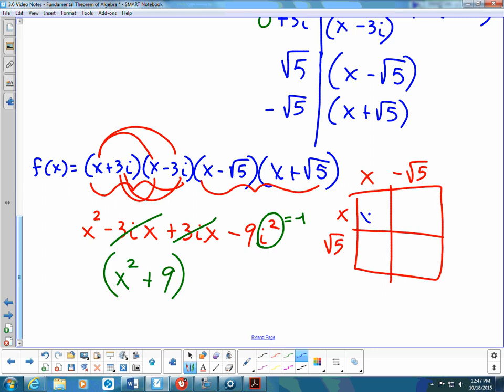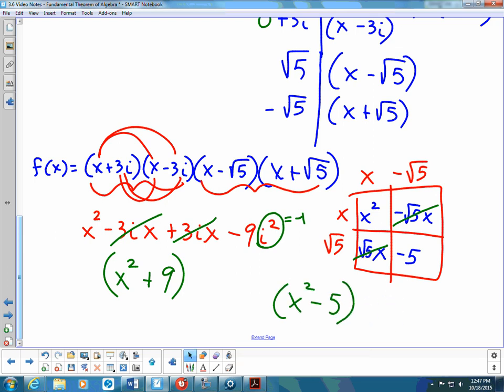So here I'm going to have x squared. Here I'm going to have minus square root of 5 times x. Here I'm going to have positive square root of 5 times x. And lastly, a negative square root of 5 times a positive square root of 5 is going to be negative square root of 25, which is negative 5. I notice that these are just going to subtract off because it's a positive square root of 5x and a negative square root of 5x. So I'm really just left with x squared minus 5.